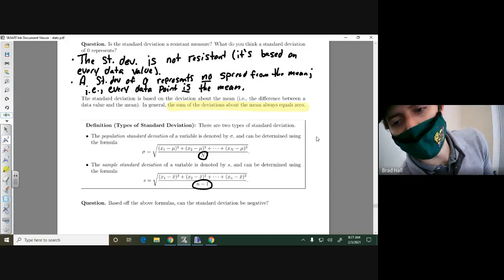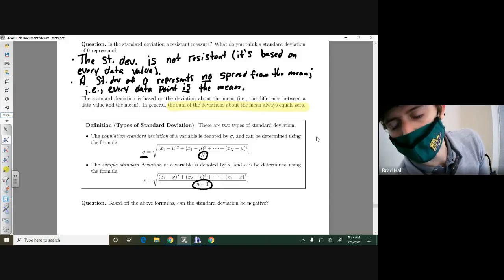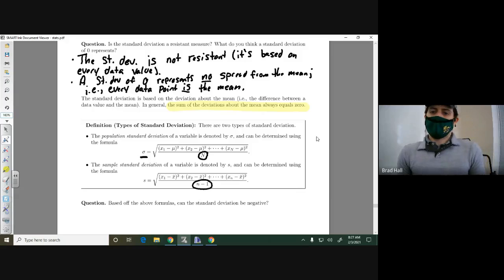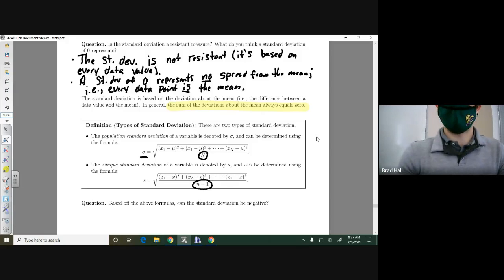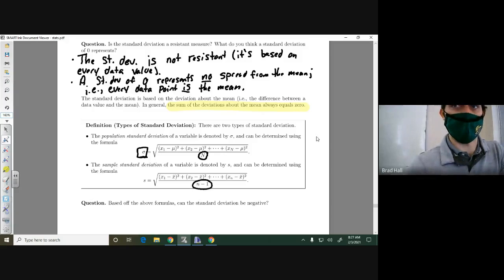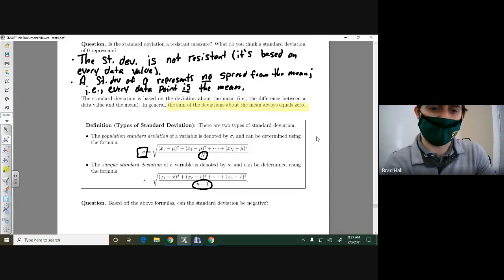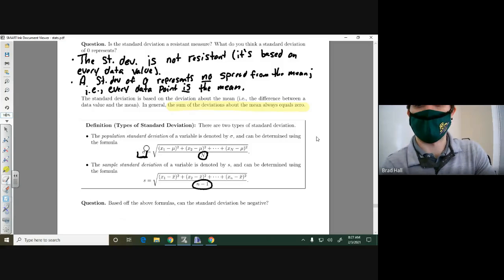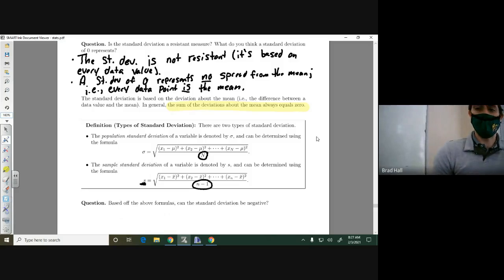And also notice the notation. Any Greek life people in here? What's that symbol right here? Greek life. That's sigma. So sigma represents the population standard deviation, and then just a regular old S is for sample standard deviation.